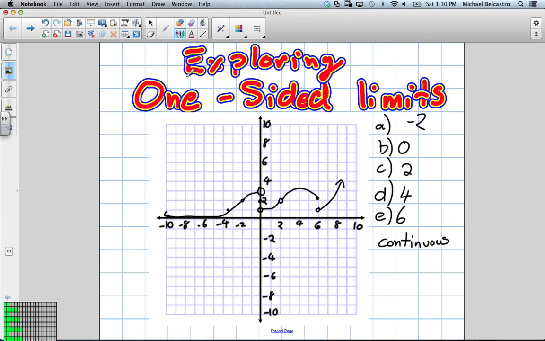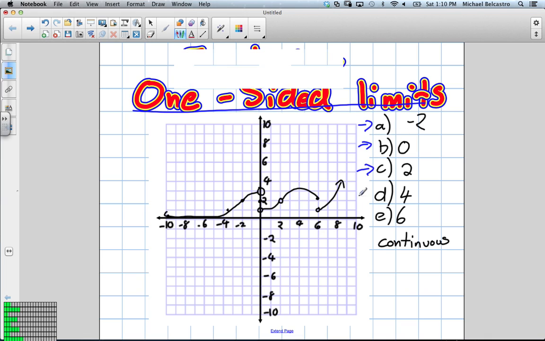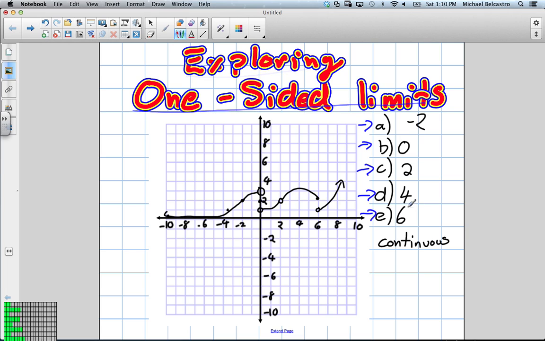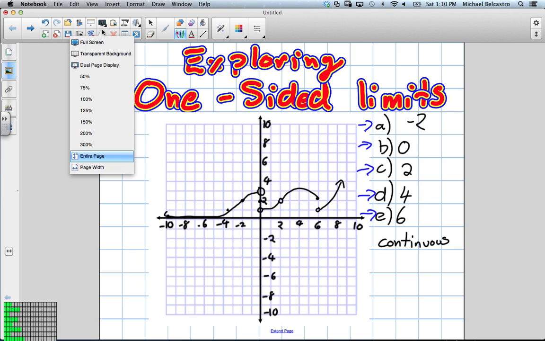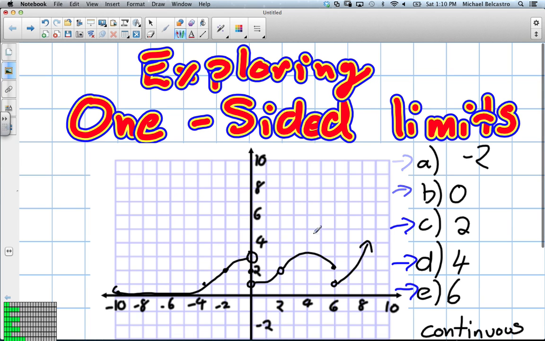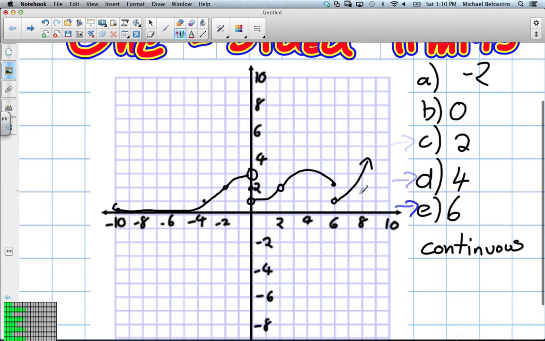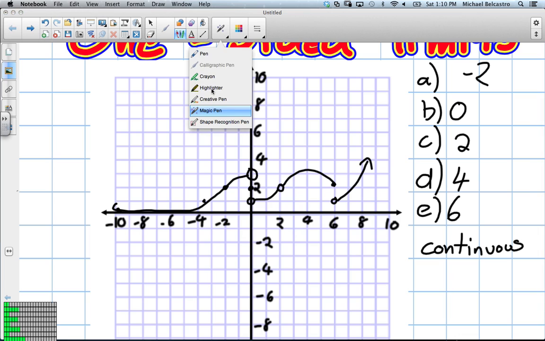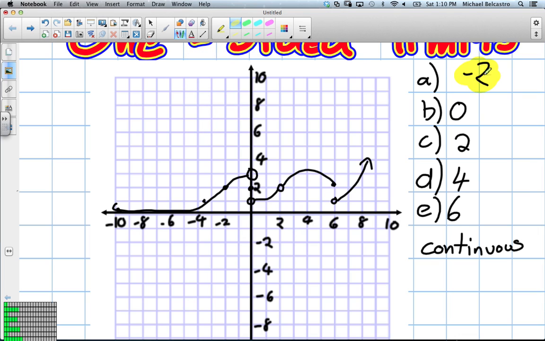So we're going to go over exploring one-sided limits. They've given us a few values of x to look at. What we're going to do, and I'm going to zoom in so we can see this a little better, is talk about them in many different ways we can think about things. Okay, so the very first one they've given us, and I'll highlight it, is at -2.